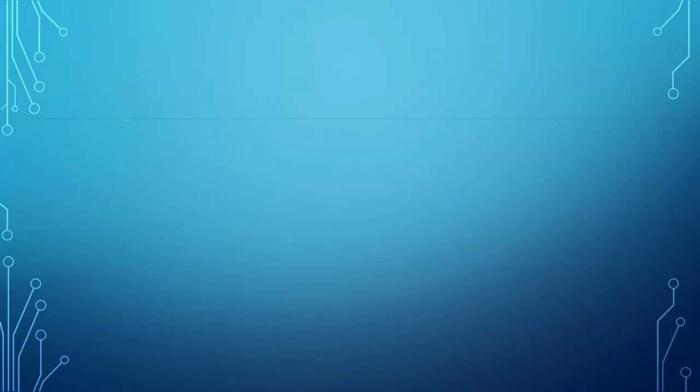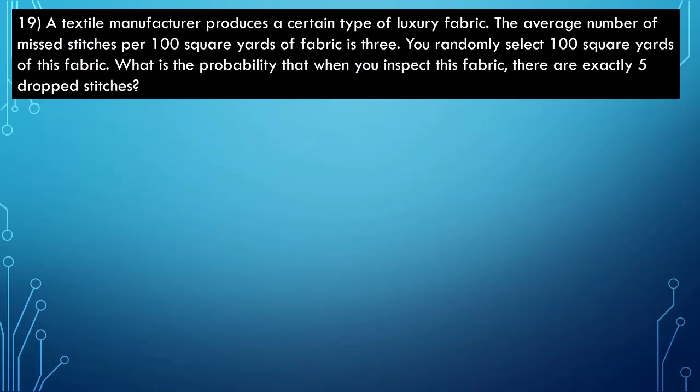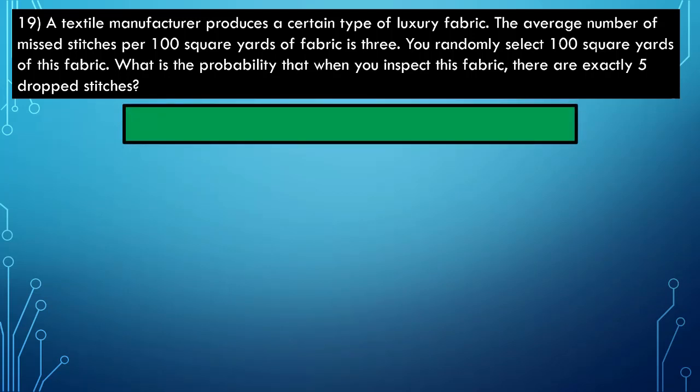Question number 19. A textile manufacturer produces a certain type of luxury fabric. The average number of missed stitches per 100 square yards of fabric is 3. You randomly select 100 square yards of this fabric. What is the probability that when you inspect this fabric, there are exactly 5 dropped stitches? So this is a Poisson problem. The way we can tell that it's Poisson is that we're looking for a number of occurrences within a set interval of time or space, in this case, space.